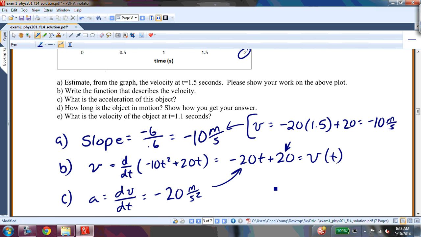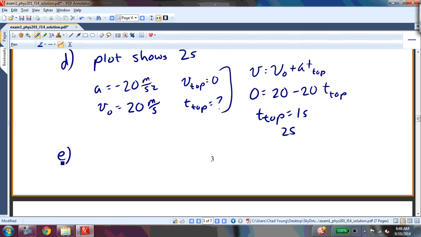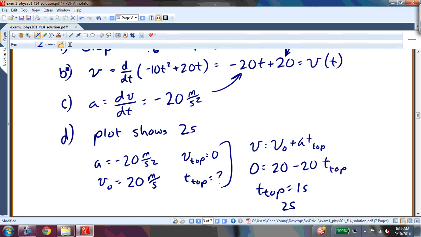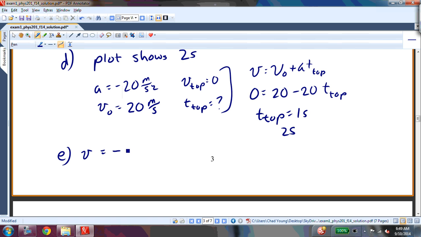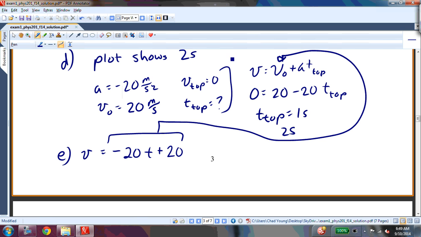That was D. What is the velocity of the object at t equal 1.1 seconds? All right, well, I already know my velocity function, which I found right here: negative 20t plus 20. By the way, I just want to show you here that this function is the same as this equation. This function is just a rewriting of that equation. We just took the derivative to find this function, but here is my v naught, and negative 20 is my acceleration. So negative 20, I think my time was 1.1 seconds, plus 20, what's that? Yeah, so it's negative 2 meters per second.